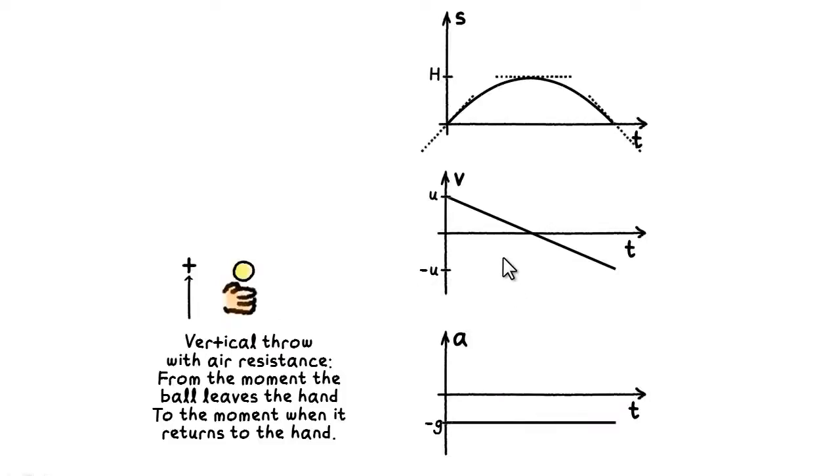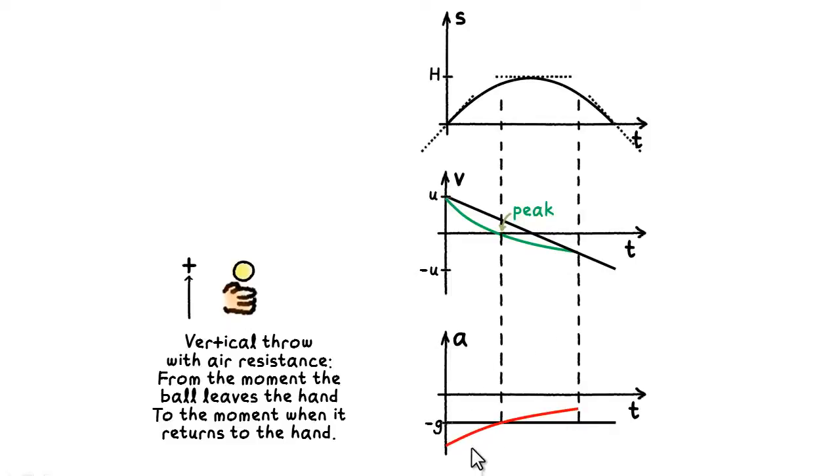Okay, now that we have the VT graph, let's figure out our AT graph and ST graph. The gradient of the VT graph is of course acceleration. So just by looking at the gradient of our VT graph, which starts off being very negative but becomes less and less negative, we are able to figure out that the acceleration time graph should have this shape. Of course, there's an important landmark here. When the ball is at the peak, at the maximum height, the acceleration is exactly g.